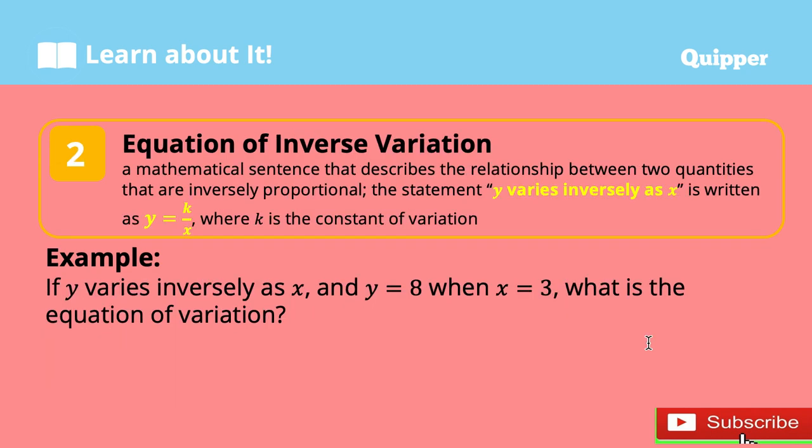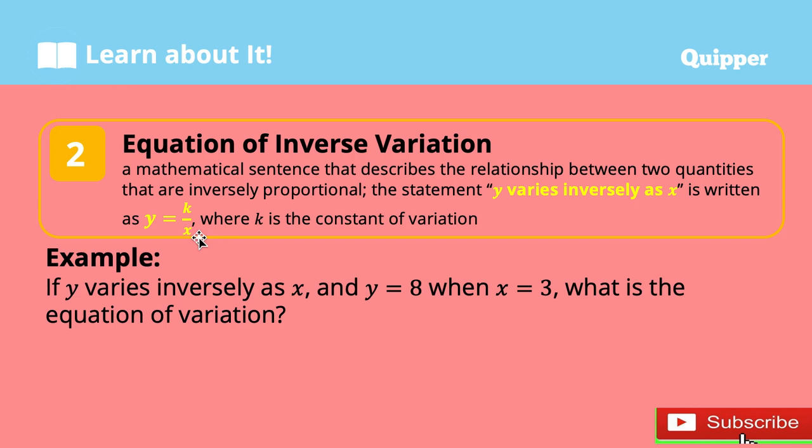Equation of inverse variation. It is a mathematical sentence that describes the relationship between two quantities that are inversely proportional. The statement y varies inversely as x is written as y is equal to k over x, where k is the constant of the variation. The key word here is the word inversely. So if in the statement there is this word inversely, then your translation would be of this pattern: y is equal to k over x.